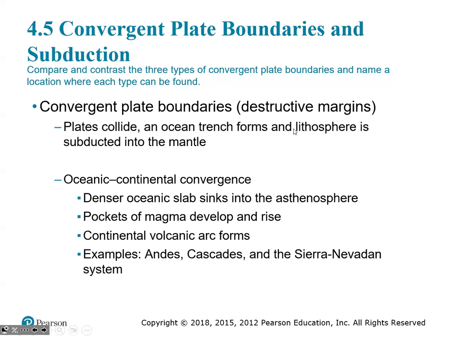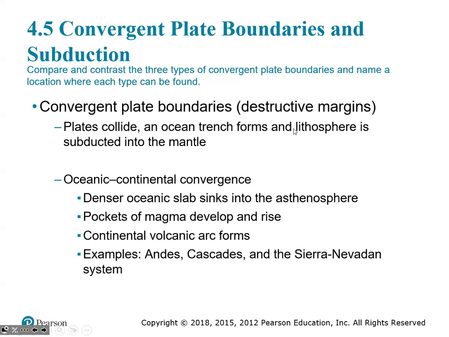And then lastly, you can have continental convergence. In that case, nothing can sink because both are too thick and too light to subduct. So they crunch into each other, fold up, and form mountain ranges.